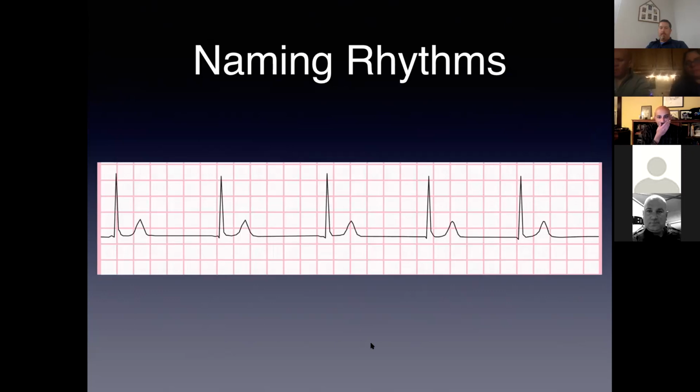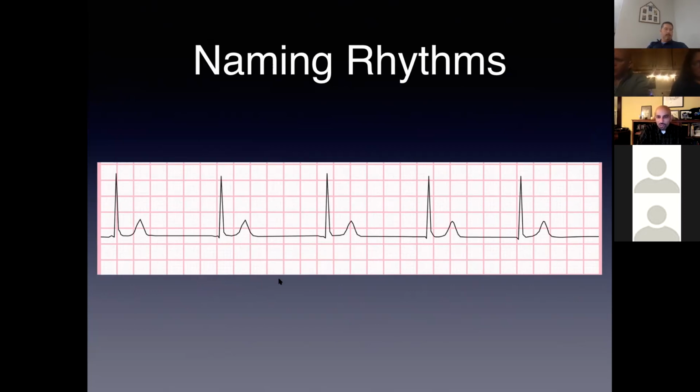What do we have here? Junctional. So this is junctional, right? And it's junctional because we don't have P waves before it. So it's not coming from the SA node, it's not sinus. Why is it not ventricular? Because the complex is narrow again. Again, because it's narrow, right? So this is a junctional rhythm.